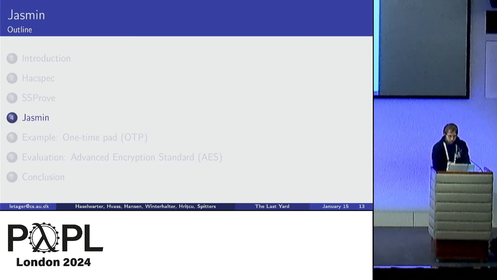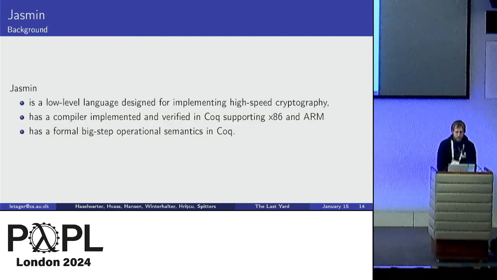Now for Jasmine. So Jasmine is a low-level language designed for implementing high-speed cryptography.